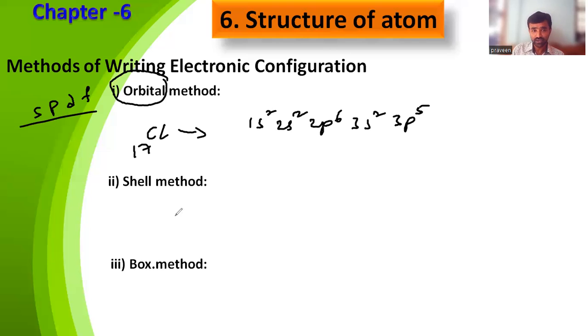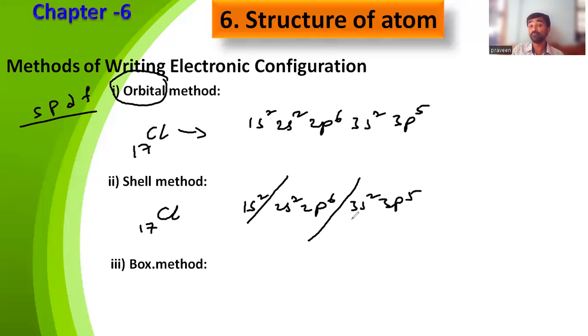Then the shell method, chlorine, 17. So what is the shell method? 1s2, 2s2, 2p6, 3s2, 3p5. So shell-wise. First level, n equal to 1, K shell. Second level, n equal to 2, L shell. Third level, n equal to 3, M shell. So this is the shell method.